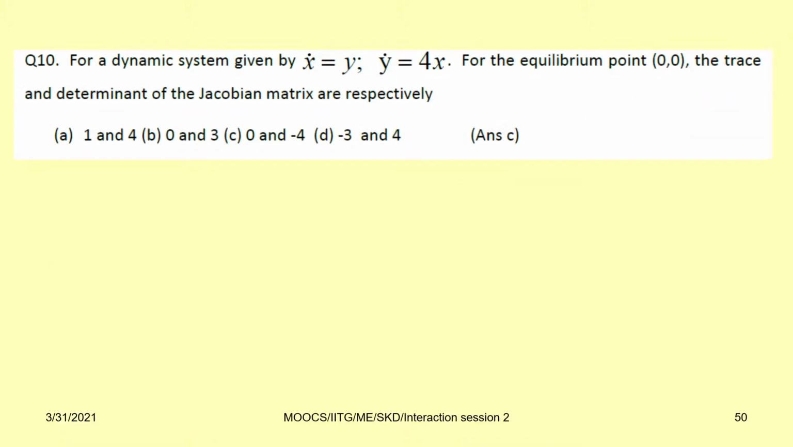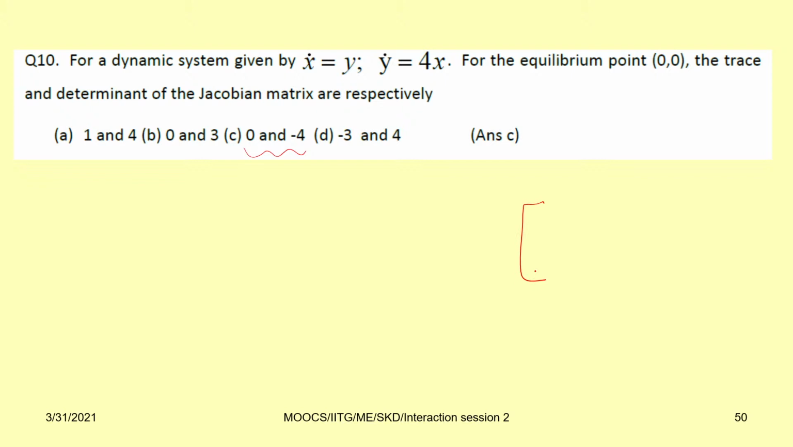Next. For a dynamic system given by x dot equal to y and y dot equal to 4x, for the equilibrium point 0, 0, the trace and determinant of the Jacobian matrix are respectively... You just find this; it is a straightforward equation. You get 0 and minus 4. You can write down the Jacobian matrix also, so from that you can find what the Jacobian matrix is in this case.